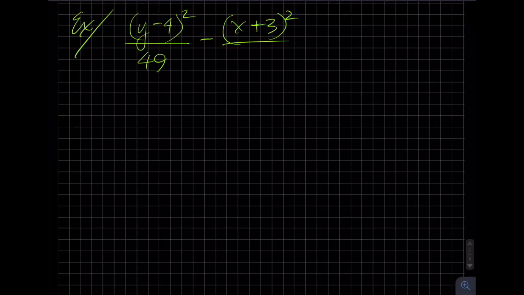And so we'll take them sort of in order. The first example I have is y minus 4, the quantity squared, over 49 minus x plus 3, the quantity squared, over 25 equals 1. So the first thing you should ask is, is this vertically aligned or horizontally aligned? My y squared term is my left term, or my positive term. So this is telling me that it is vertically aligned. So I'm going to have a center point. I'm going to draw my picture over here. I'm going to have these asymptotes.